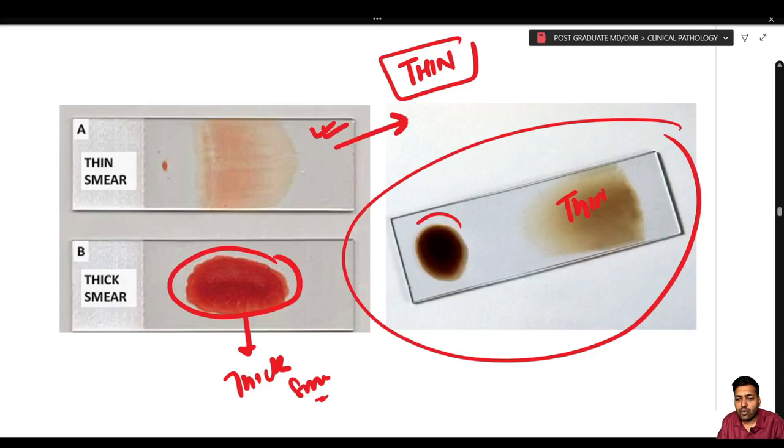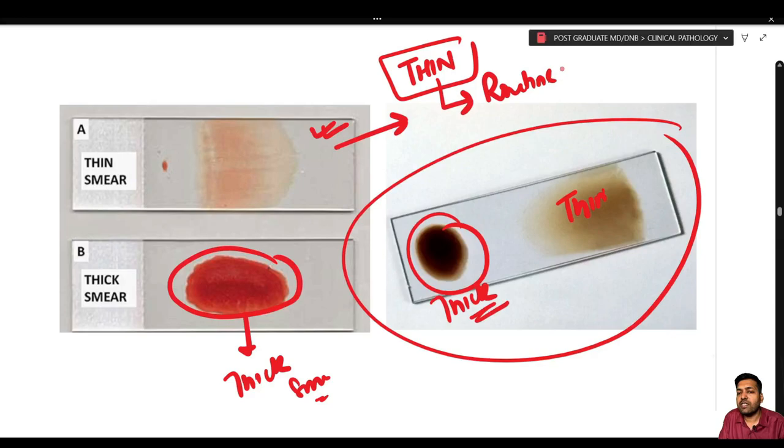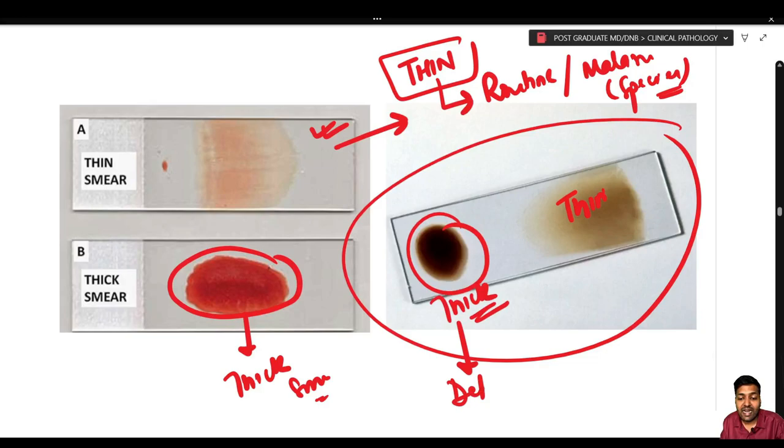So you must be thinking, what is the use? One of the uses of the thin smear or the routine smear is to carry out routine morphological evaluation that we do in the lab, that you do on a day-to-day basis. Not only that, thin smear is also good for the species identification of malaria. So it is very important to identify the species of malaria. Whereas thick smear is only required when you want to detect the presence of malaria.